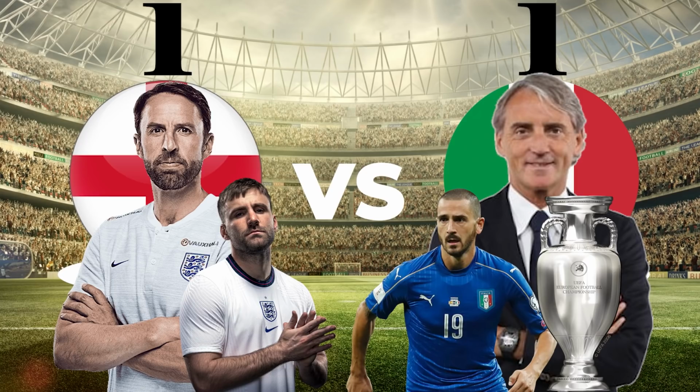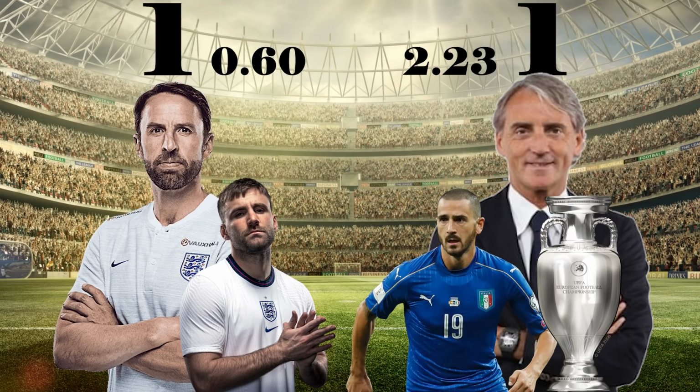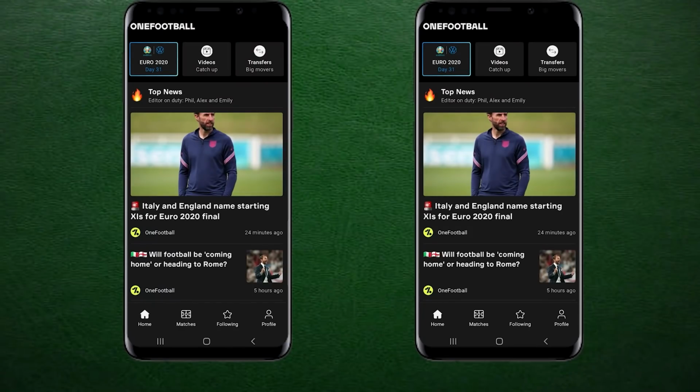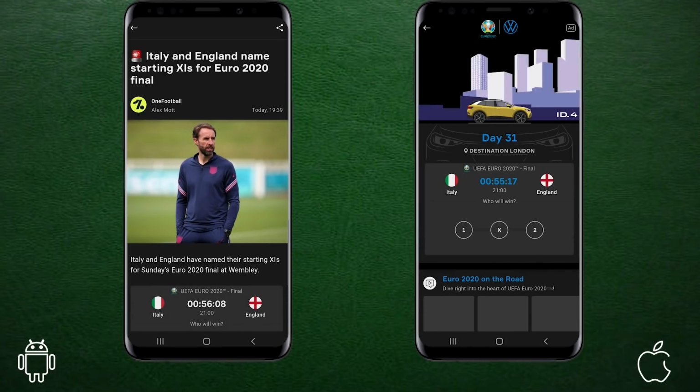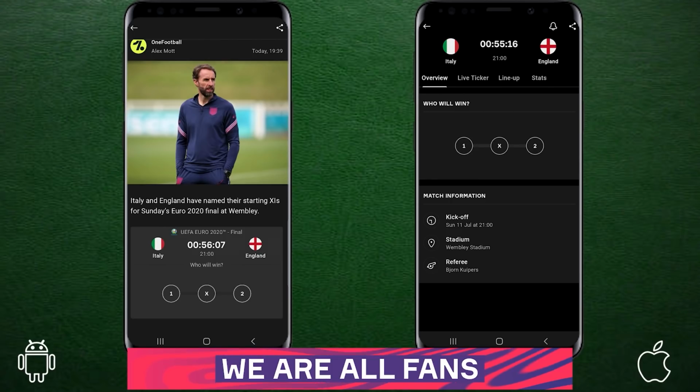The xG showed that Italy created more, which could be expected as England had such an early lead. But what tactics did both managers use? Let's take a look. A quick reminder of the formations that Southgate and Mancini used for the showpiece final, with England going with a back three whilst Italy stuck with the 4-3-3.